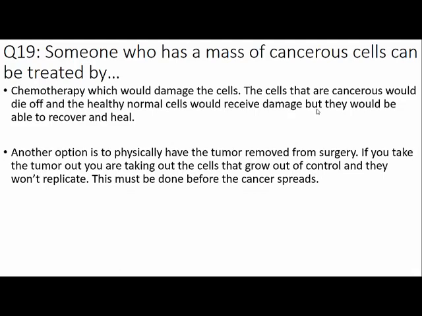Removing it through surgery from the body. If you take the tumor out, you're taking out the cells that grow out of control, and they won't be able to replicate because they've been taken out of the body. Now, this has to be done before cancer spreads. If cancer starts spreading, you're not going to be able to take out all the tumors or all the cancer cells in the body, and you're going to have to resort to chemotherapy.